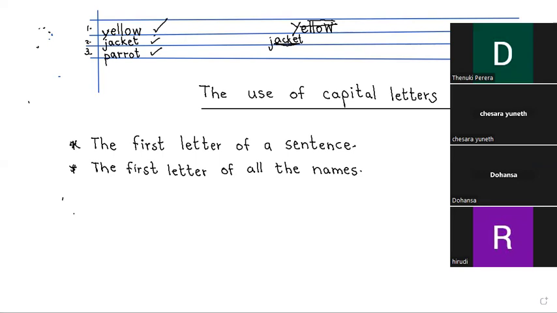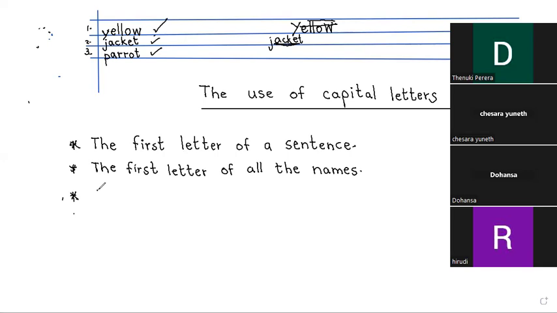Yes, names of days, names of months, good. All the names: names of rivers, Mahaveli, Kalani, Walawe, Ganga; names of mountains, names of countries, names of towns, all the names, not only names of your friends. Names of people, not only persons. All the names, rivers, mountains, countries, villages, cities, when you write, the first letter should be a capital letter, whether in the middle of a sentence or at the end. Only the first letter should be a capital letter.